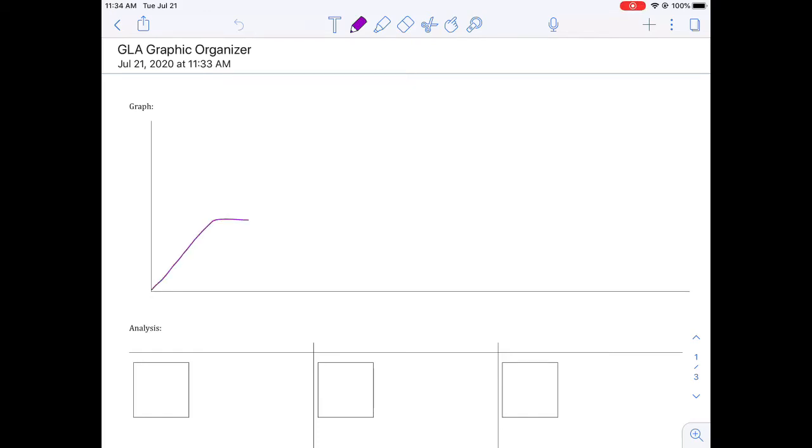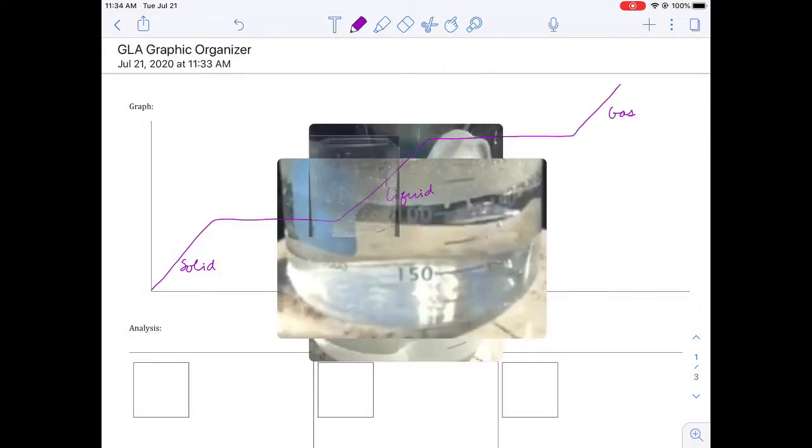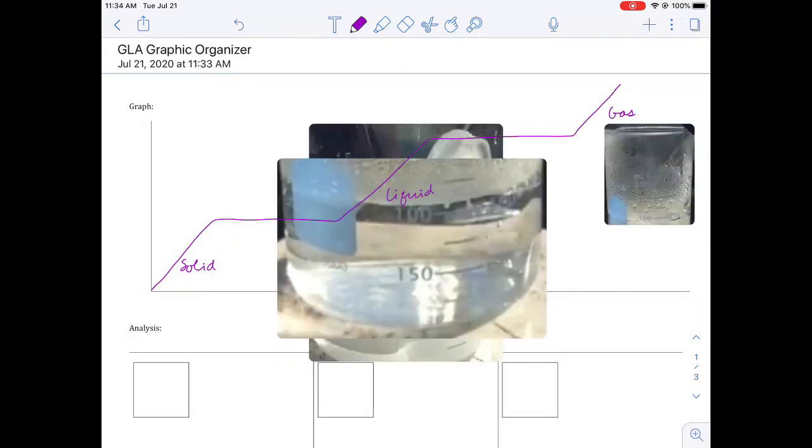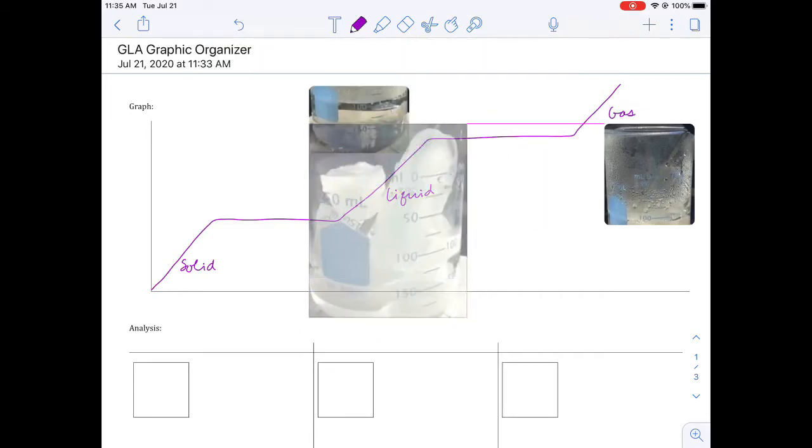So here we're going to fill out the graphic organizer for the states of matter. So I'm drawing my curve for what is called a heating curve would look like as we go from a solid to a liquid to a gas. So I'm going to drop in some pictures of our water demo.